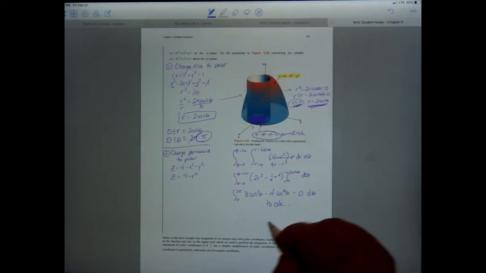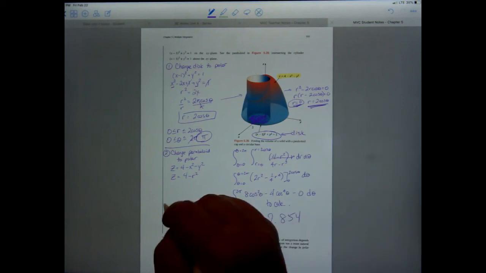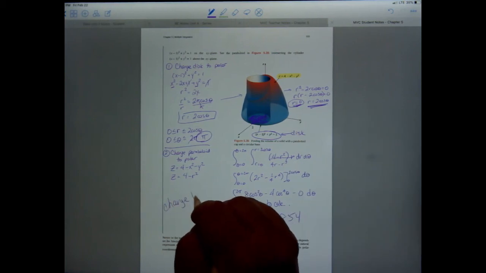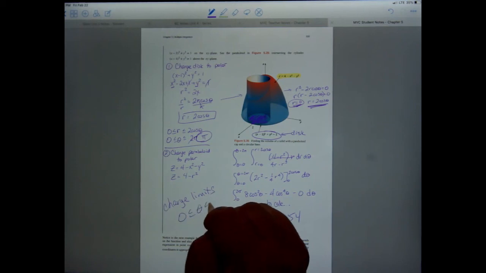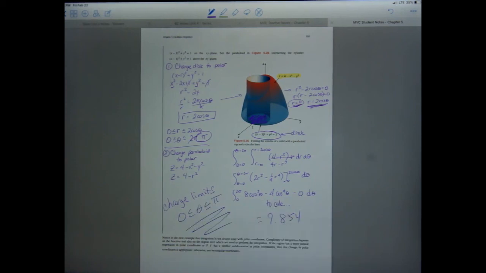So we need to change the limits. I'm going to make a note of this. Change the limits: 0 less than or equal to theta, less than or equal to pi. So those who are watching will know what's going on.